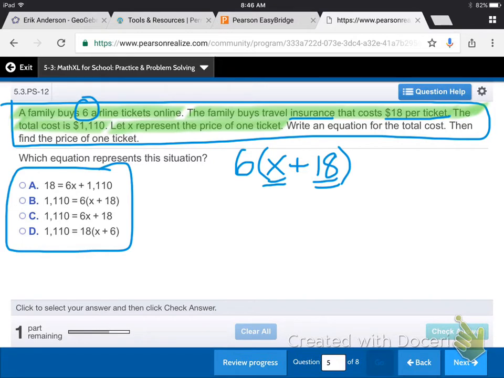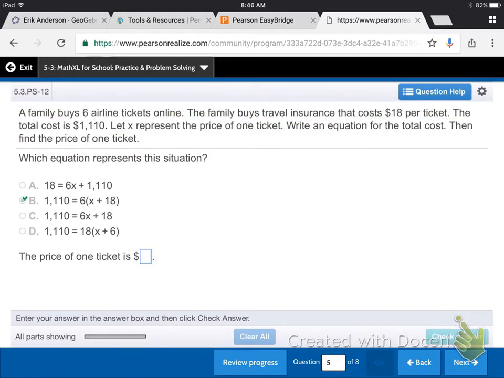We're going to use the distributive property. Now, once they pay for it all, once they add up the total and pay for it, what does it equal? 1,110. So let's look for a match over here. Do you see what it is? Of course, it is choice B. 1,110 equals 6 times the quantity of x plus 18. And then, of course, it wants to ask us that the price of one ticket is what?